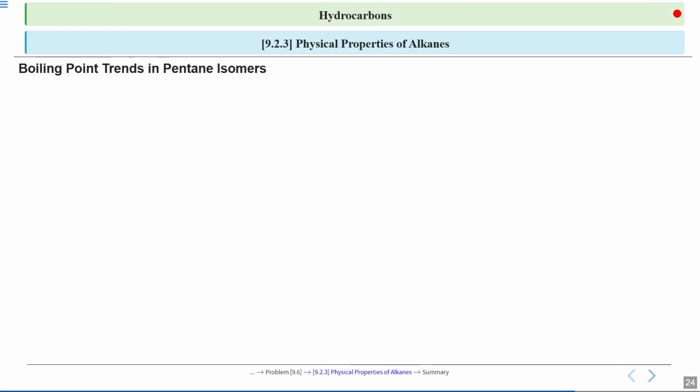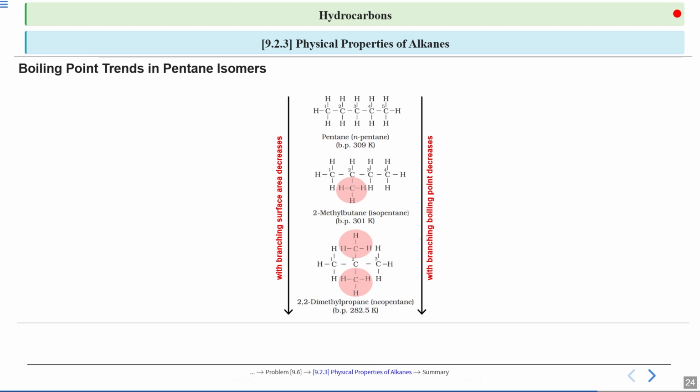Now let us try to understand boiling point trends in pentane isomers. So here you can have 3 isomers of pentane. The first one is a straight chain. Now we branch one of the carbons on the straight chain. Then after that we branch 2 substituents. This increased branching is decreasing your boiling point. You can see it here very quickly.